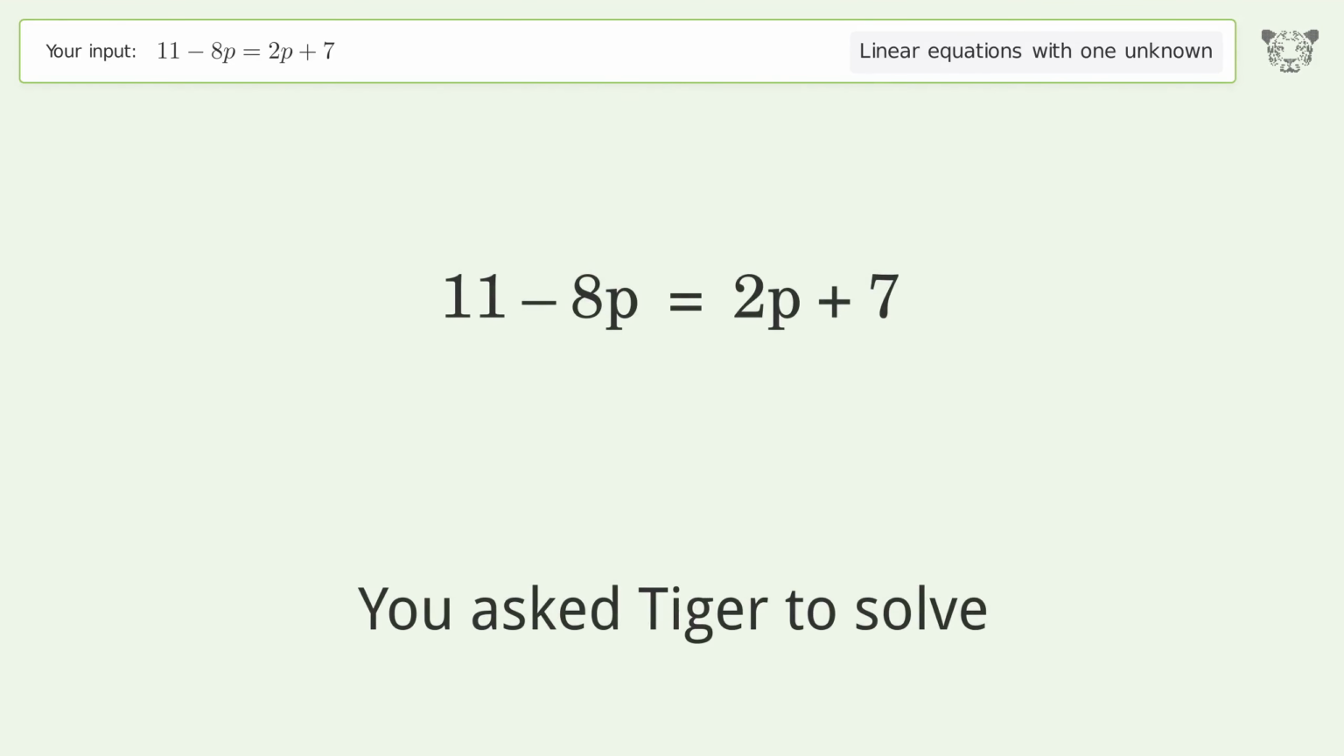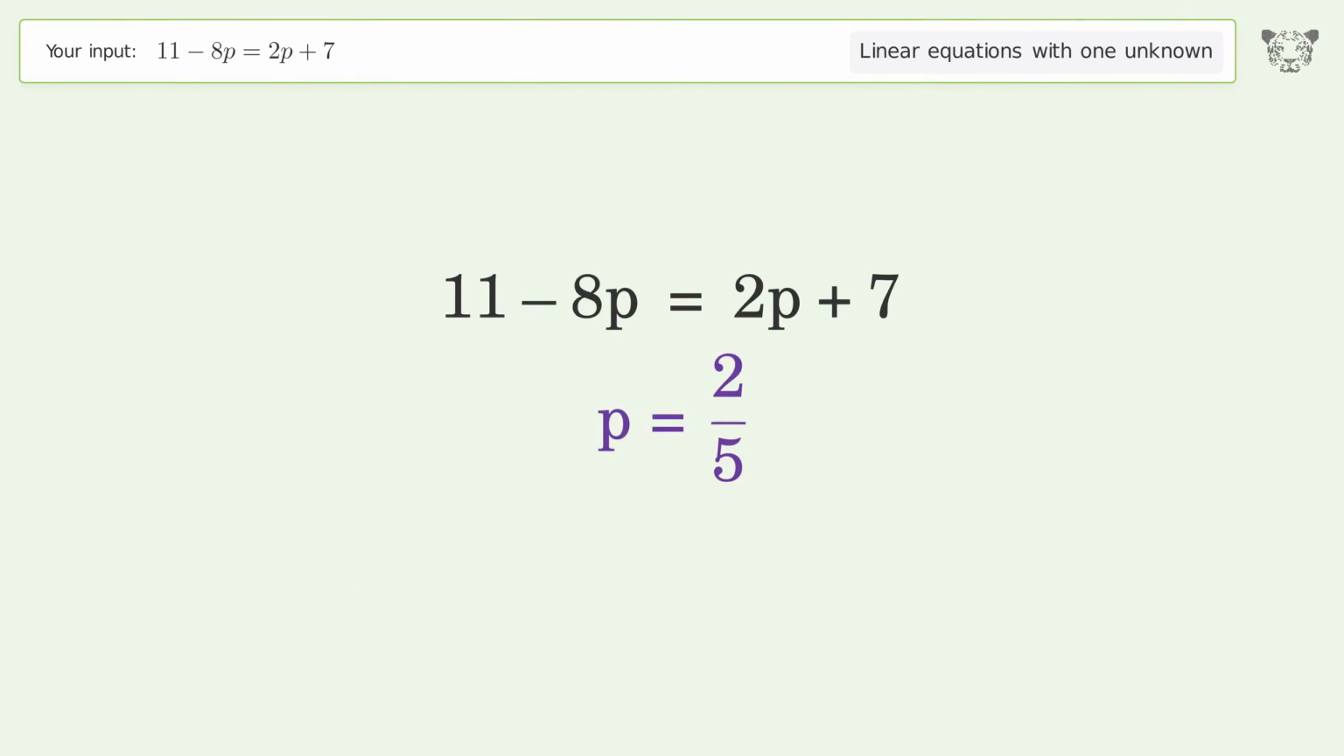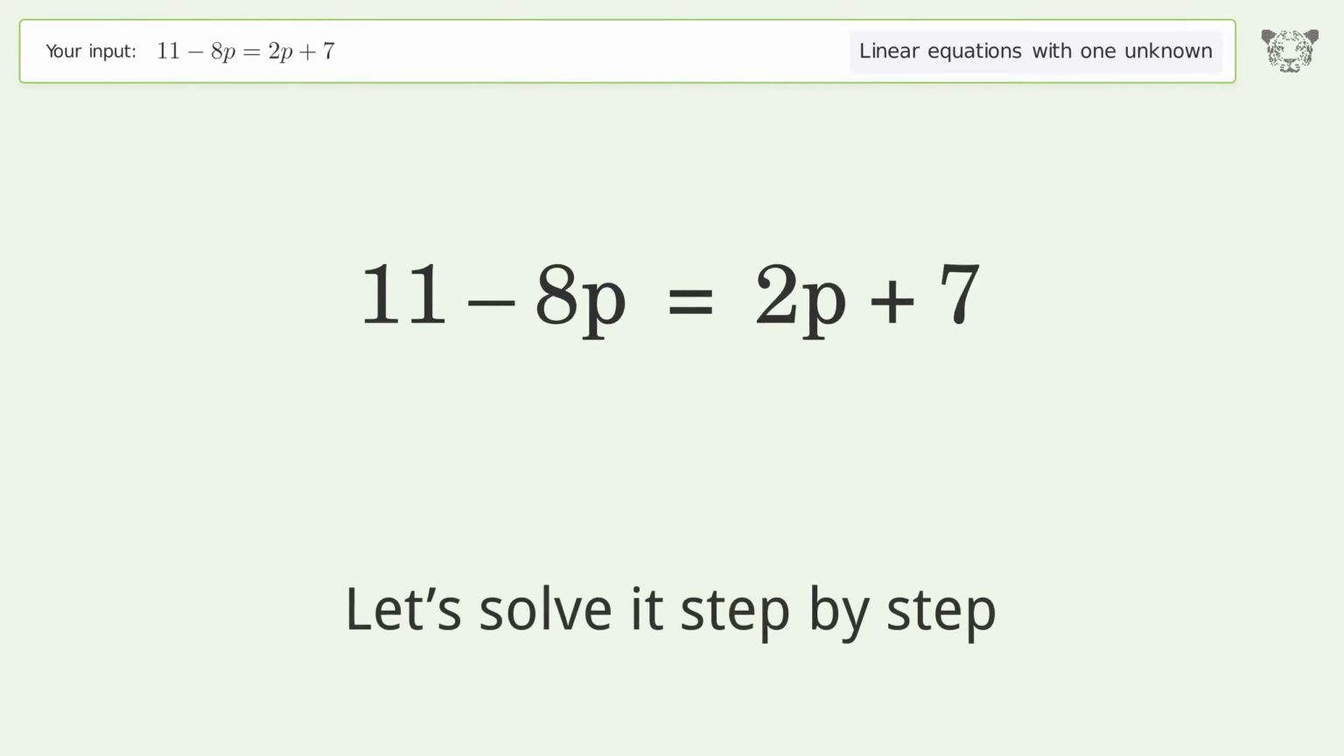You ask Tiger to solve. This deals with linear equations with one unknown. The final result is p equals 2 over 5. Let's solve it step by step.